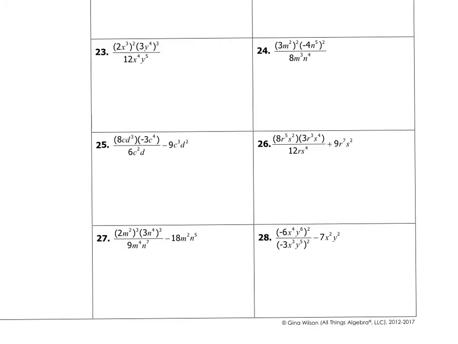So let's see how we do this. Over here, I have number 25. I have 8 times negative 3. So I should have negative 24.